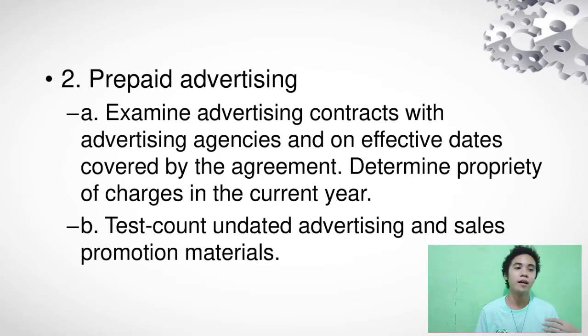So next is the test count of undated advertising and sales promotion materials. For this, we gather our advertising and promotion materials that we use, based on what we paid. We check if they materialized, because if they did not materialize, there is a material misstatement, since we paid money for those advertising and promotion materials and they did not materialize, so there may be problems in the internal control of our financial institution.